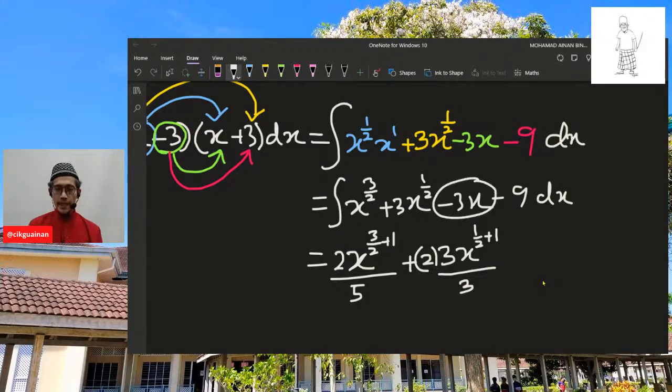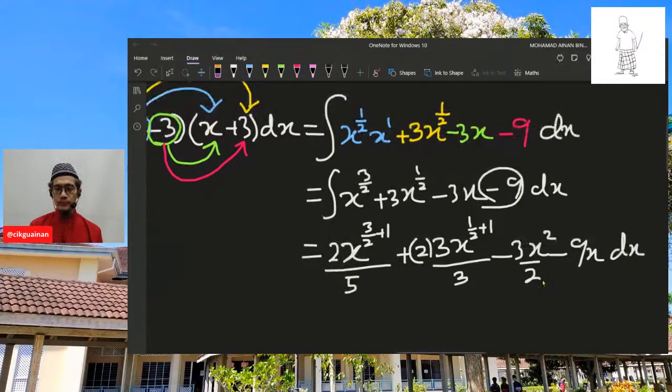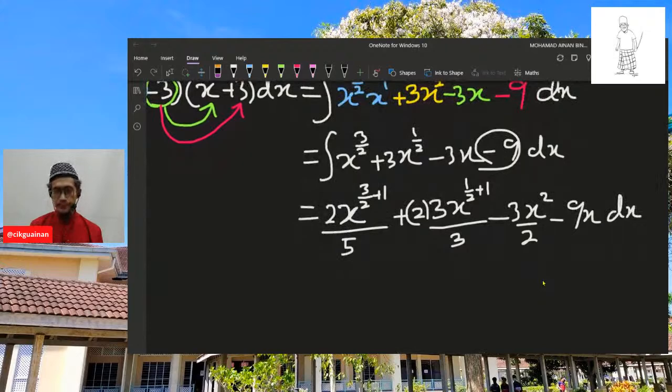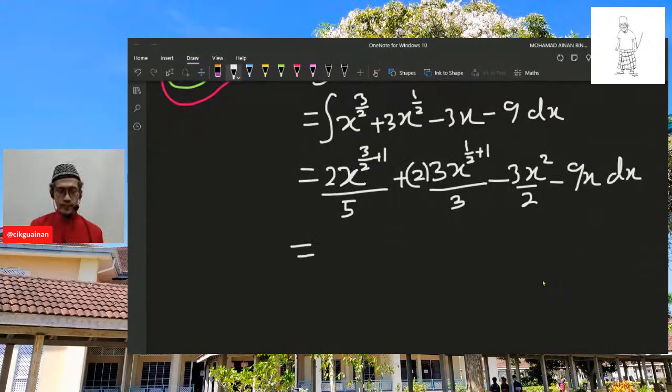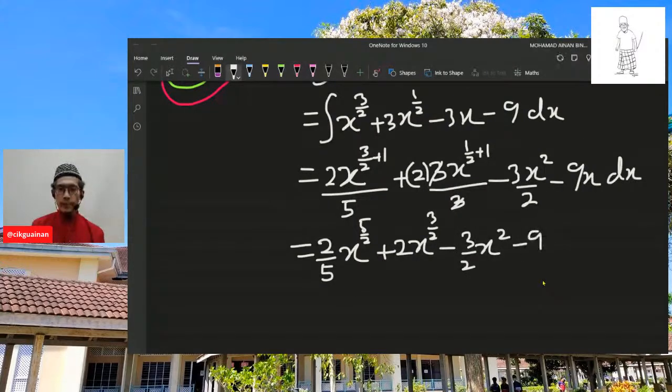Now, how about minus 3x? Minus 3x squared over 2. And last but not least, minus 9 is minus 9x dx. I'm sorry, the minus symbol to attach. Then next, we make it nice. Tidy it up. So 5 over 2, correct. This one, these 3 can be cancelled some more. You all like to cancel, right? Do it correctly. And then minus 3 over 2 x squared minus 9x plus c.